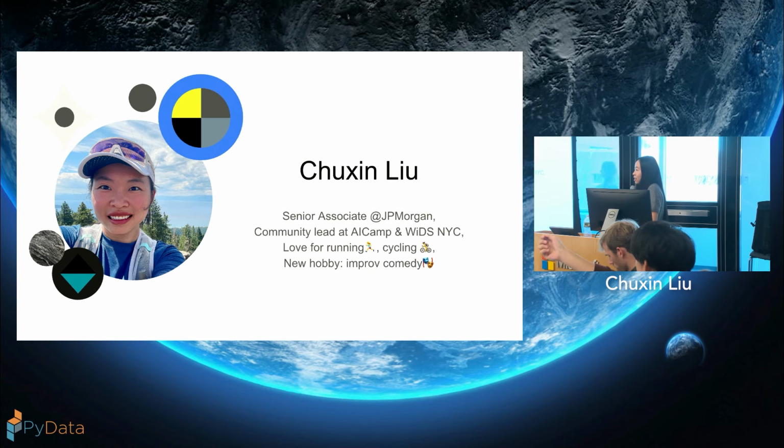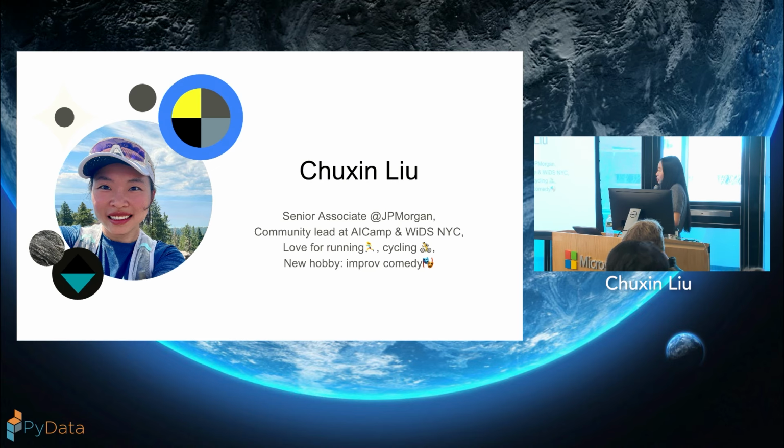My name is Chuxin. I am a senior associate at JP Morgan. I work on quantitative modeling and AI applications. I am also the community lead at AI Camp and Women in Data Science at New York City. Personally, I like running and cycling, not in the Boston weather. I swear, this is not working out for me.